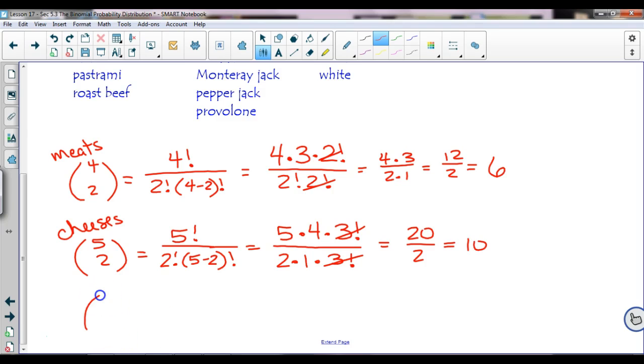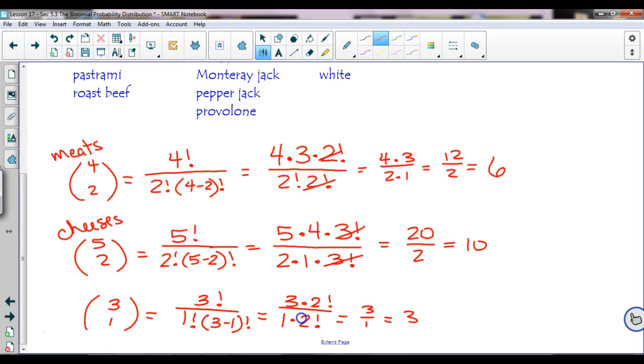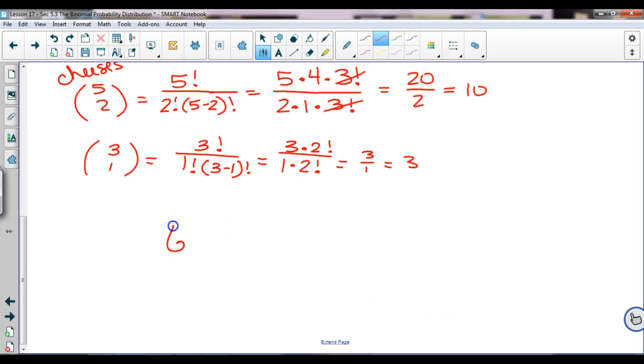But you could verify that. I mean, you really shouldn't have to, but 3 over 1 is 3 factorial over 1 factorial times quantity, 3 minus 1 factorial. Do you see what's going to happen? 3 times 2 factorial over 1 times 2 factorial gives me 3 over 1, which is just 3. I mean, I can see that though, can't you? You just have 3 options. You're picking 1 bread. So now what do we do with these? Multiply them together. So 6 times 10 times 3 gives me 108.